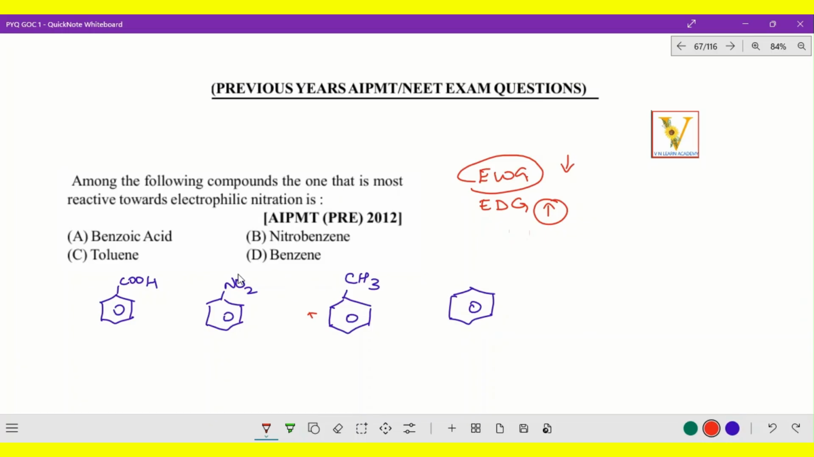So wherever there is an electron withdrawing group, it deactivates the benzene ring. Which is more reactive towards electrophilic nitration? Here the electron donating group increases the electron density and makes the benzene ring highly reactive towards electrophilic nitration. I hope you got clarity about this question. Now, which is the correct option? Option C is the correct option. Come on, let's go for the next question.